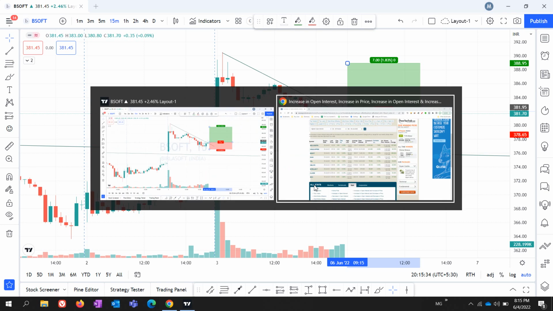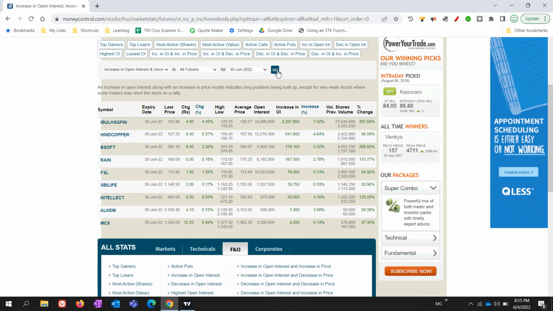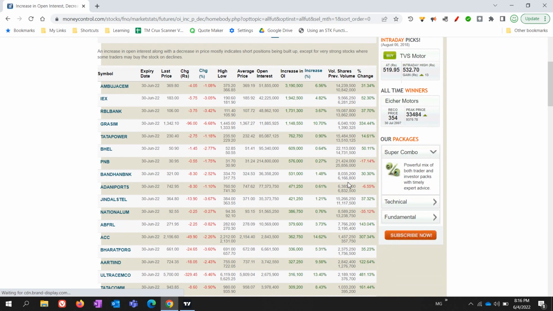Coming back to Moneycontrol, how would I find the STBT kind of stocks basically? For that we need to select from this drop down, increase in open interest. Always look for increase in open interest and decrease in price. These are the stocks where short buildup has happened. With the current expiry, let's just select it and let it show us what all stocks we get over here.